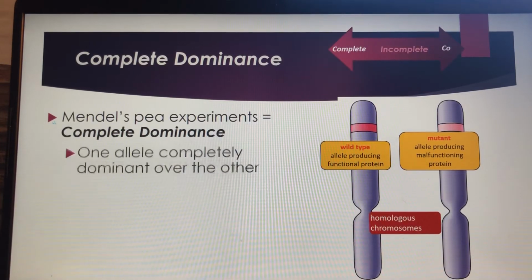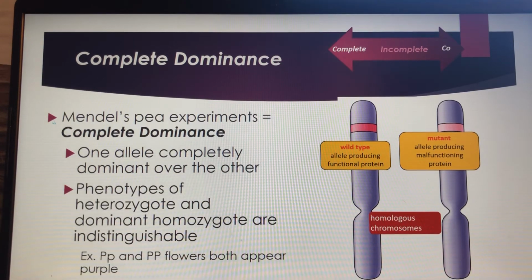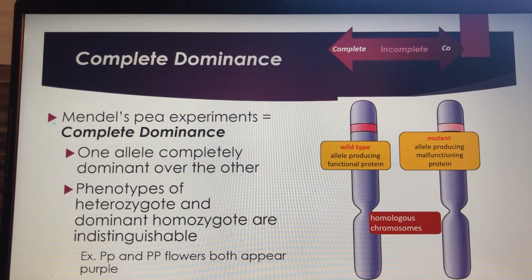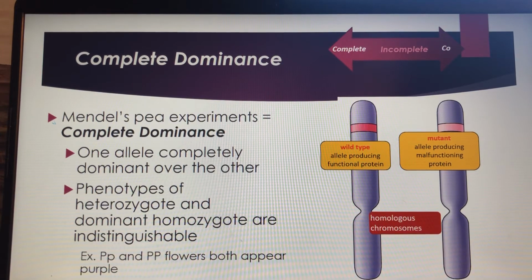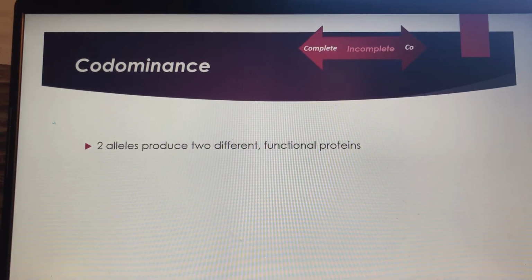Okay, so here's our complete. One allele is completely dominant over the other. These are our famous fruit flies, which you're going to do the virtual lab on. And so this would be where the phenotype of the heterozygote and the dominant homozygote, you cannot tell the difference between them, okay? So that would mean big P, little p, and big P would look the same, all right?